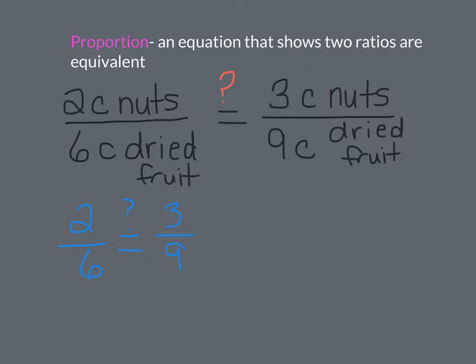So now we take a look and we say, well, 2/6, that would reduce down. We could divide those each by 2, and that would give us 1/3. Then on this side, we could divide these each by 3. 3 goes in here 1 time, and 3 goes in here 3 times. So that equals 1/3. So yes, 1/3 to 1/3, those would be a proportion. They're equal to each other.